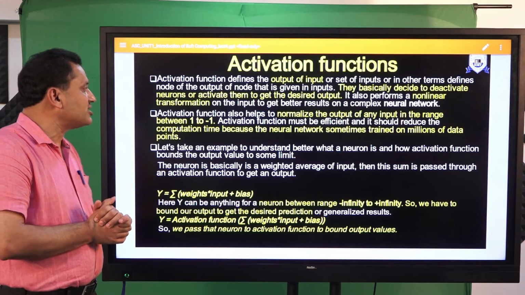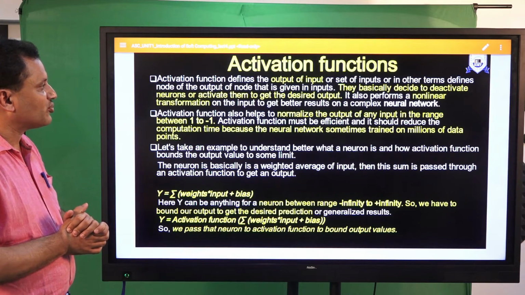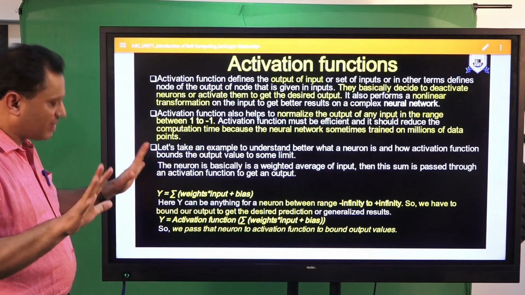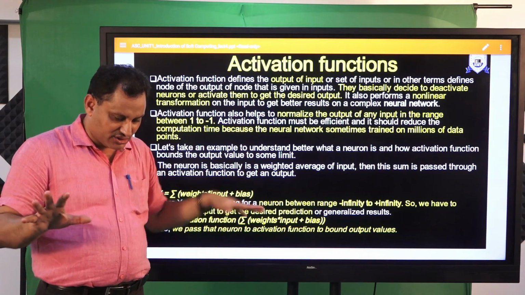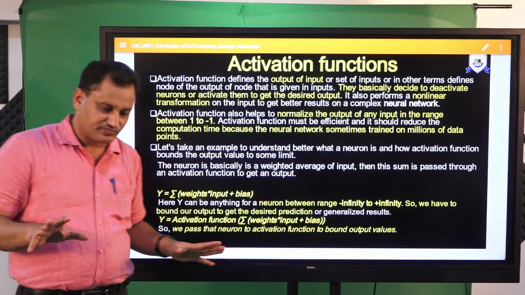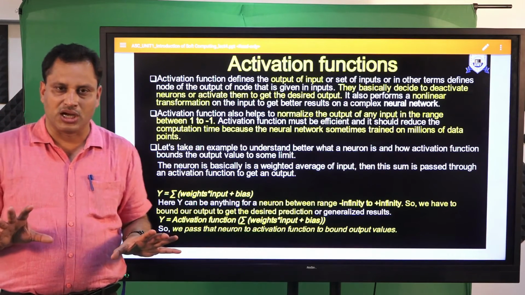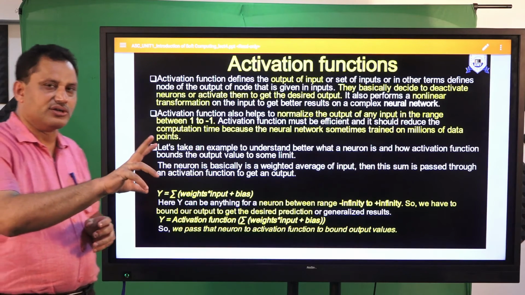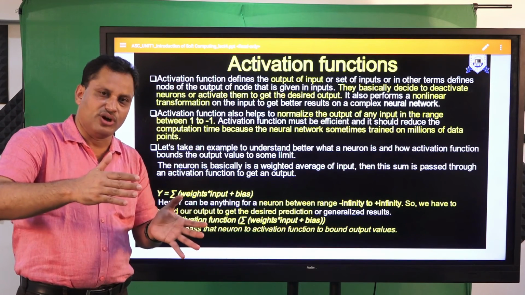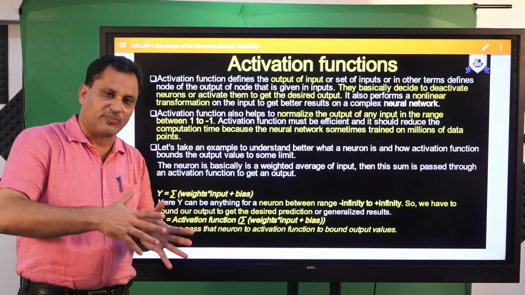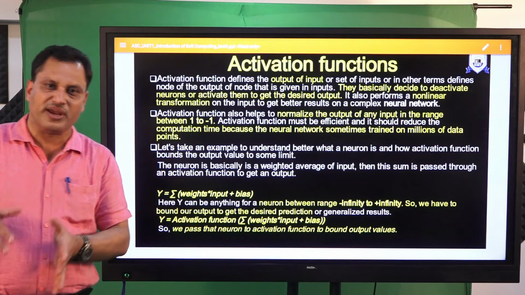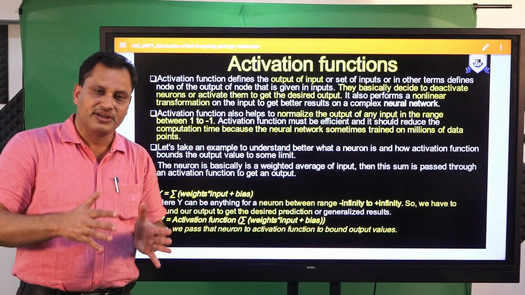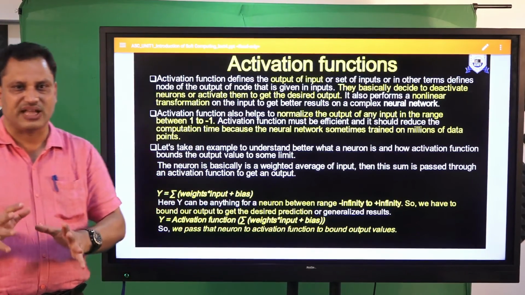So the activation function defines the output for an input or set of inputs. In other terms, it defines the output of a node given the input. Let me make this theoretical concept clear in simple terms. For example, you design a neural network, right? And in a particular neuron, some signals are coming. As I told you, a neuron is a summation unit. It sums up the multiplication of each signal input and its weight, and you get something as the output of the neuron.